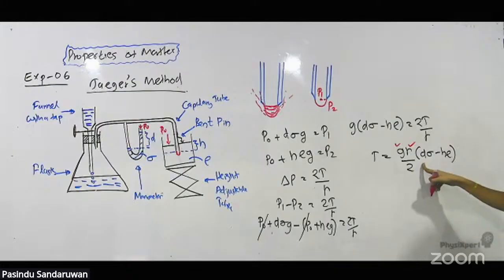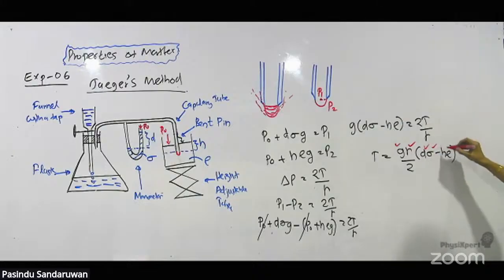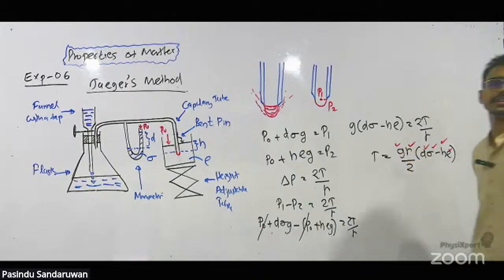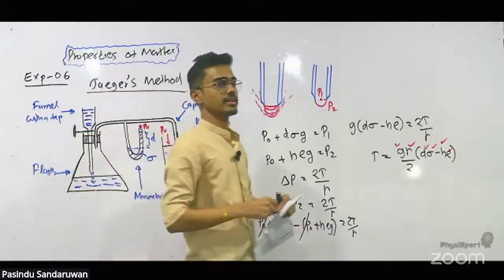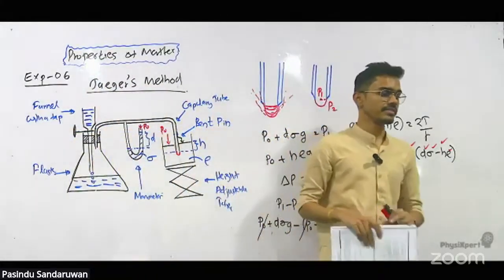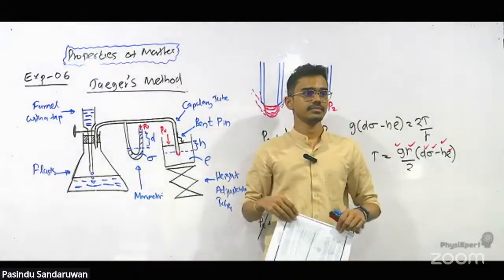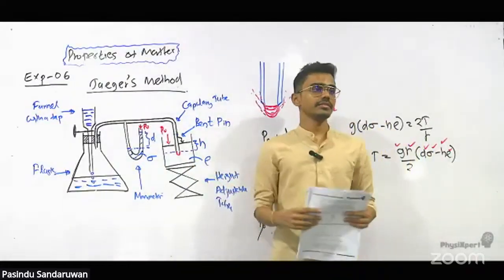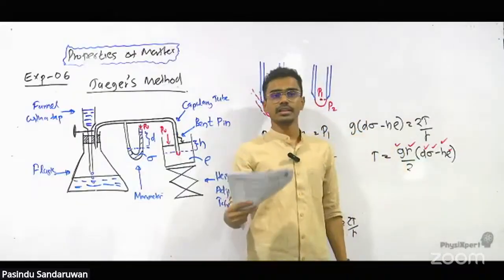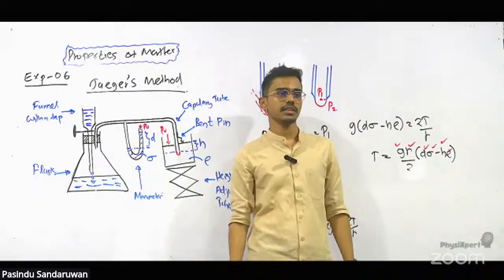The density of the manometer liquid is known, and the height of the manometer liquid is known. These two are known, which means they can be determined. This is the most accurate method to find the surface tension of a liquid, and there are some other methods also. This is not only limited to these kinds of liquids. Even for something like mercury, this is still possible.